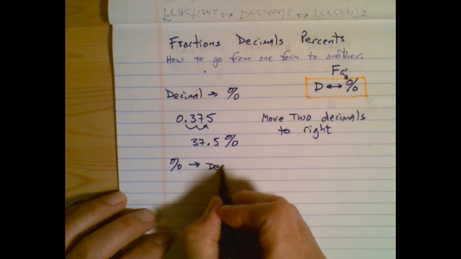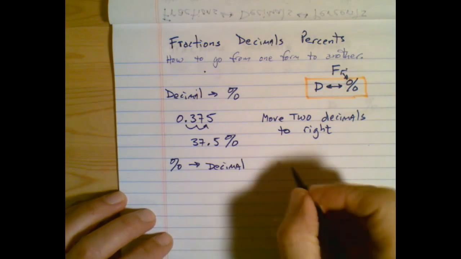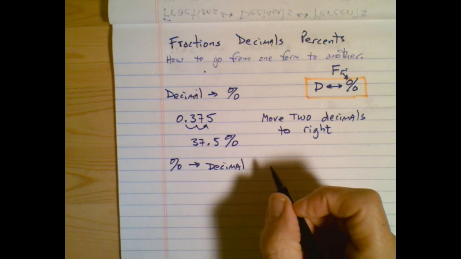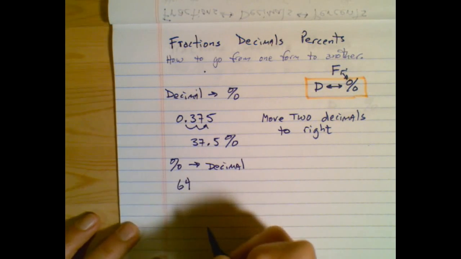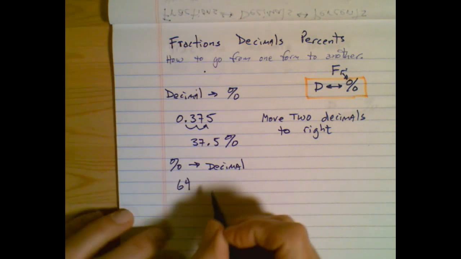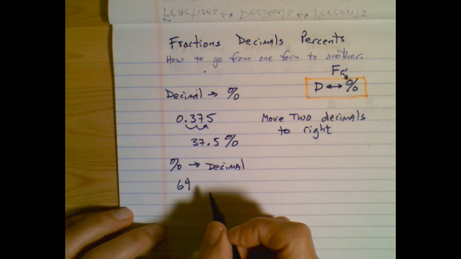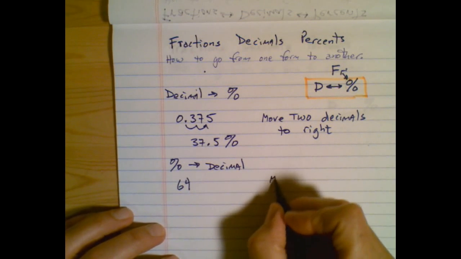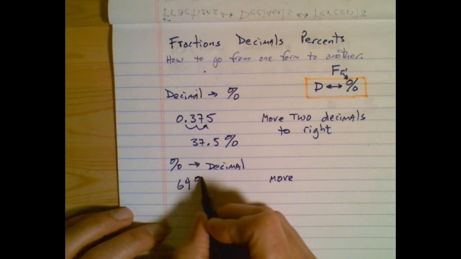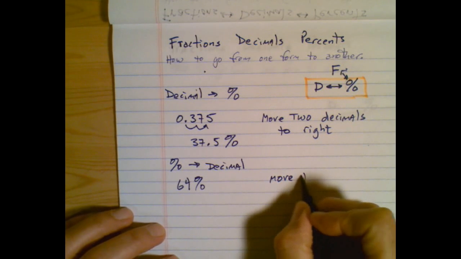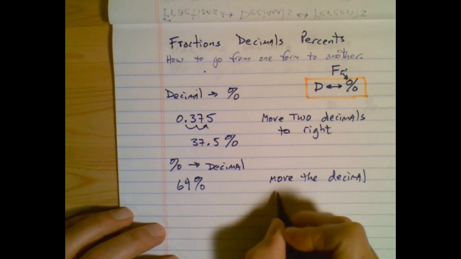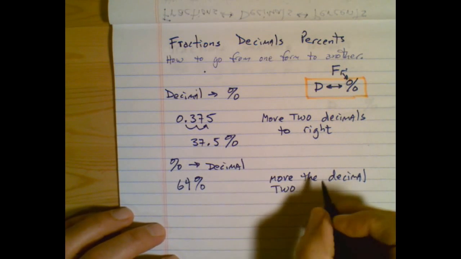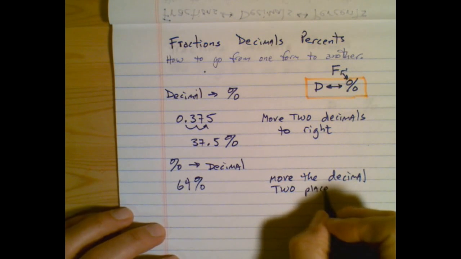Now let's go from percent to a decimal. And this time I'll write this more accurately. This time I'm going to write my percent. Here's my 64%, right? This time I'm going to move the decimal 2 places left.